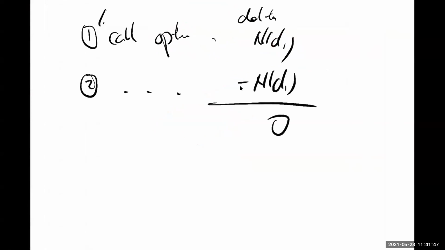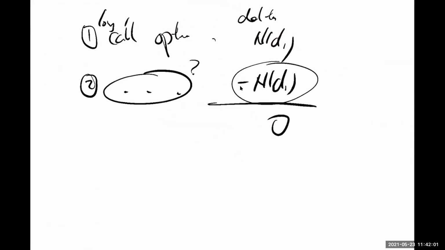If I have long one call option, my delta is N(d1). What should I do here? This is the question mark, such that my overall delta is 0. And how do I find that? One thing you can say is, how about you short one call option? Because if you short one call option, it's minus N(d1). But that's stupid, because if you long one call and short one call, you close all your position. So you don't do that.